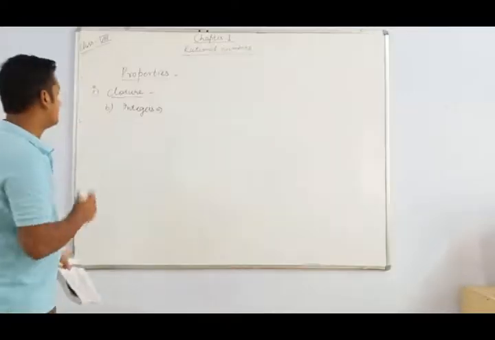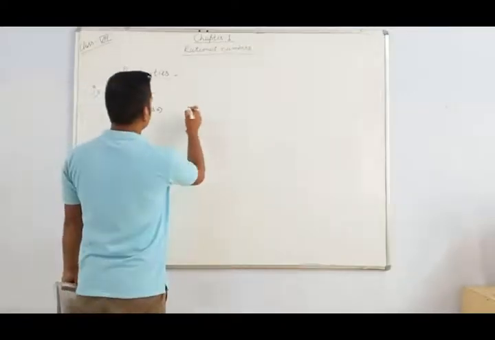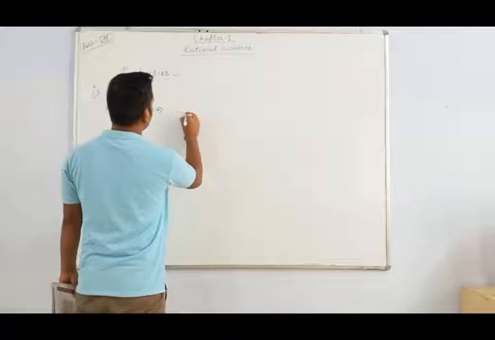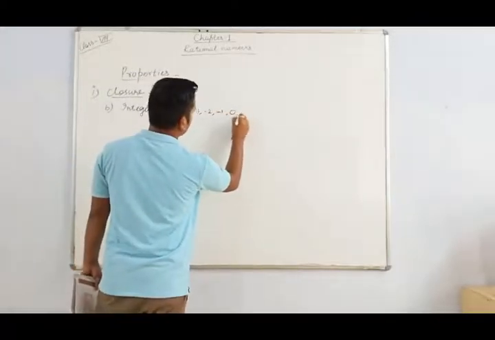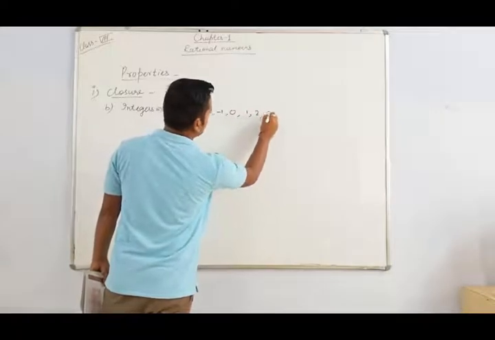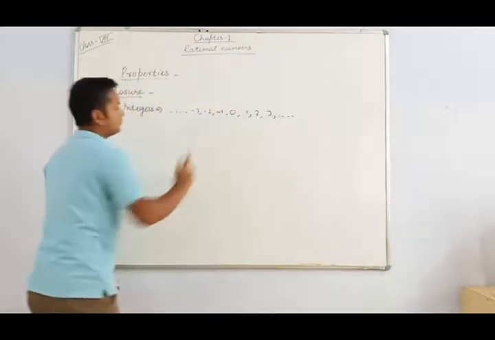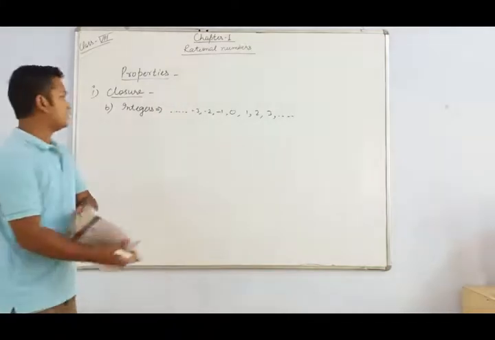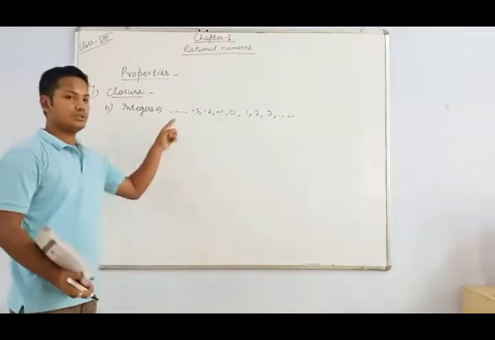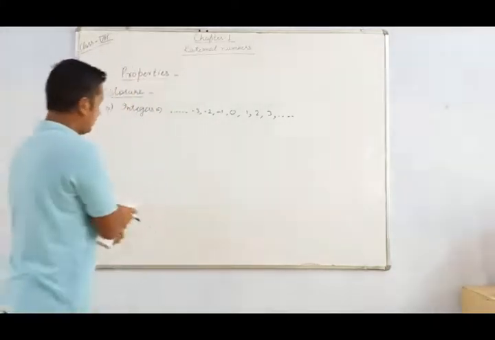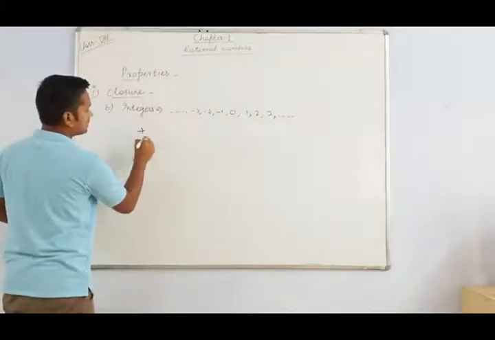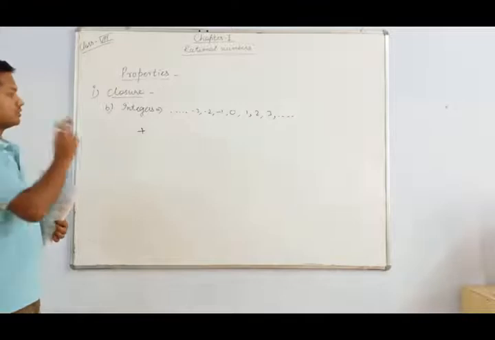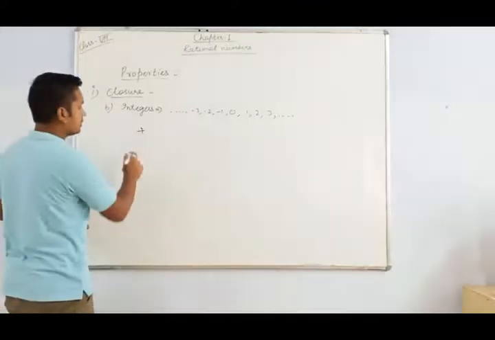Now for integers, what are the integers? The negative numbers -3, -2, -1, 0, 1, 2, 3. The negative numbers and the positive numbers, okay, so they will make what? The set of integers. Again we will be checking whether the integers hold the closure property for all the operations or not.